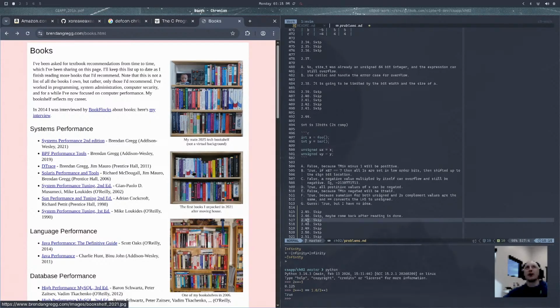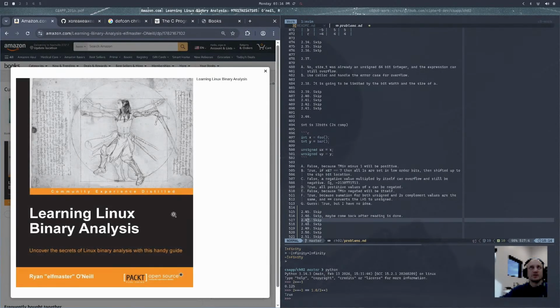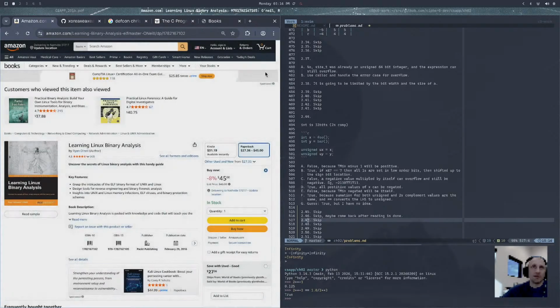The Linux binary analysis, it's just this one here. Learning Linux Binary Analysis. And it's this guy, he's the ELF master. So ELF is the binary format on Linux. So that's why he calls himself the ELF master. There's ELF, which is the packaging format for binaries on Linux, and I think a lot of Unixes use it as well. And then there's DWARF, which is an extension that is used for debugging. So there's a Tolkien-like naming convention in Linux around binaries.